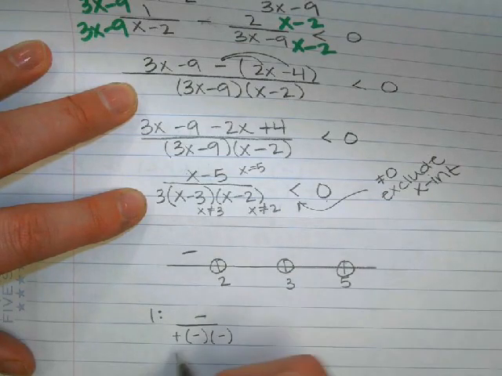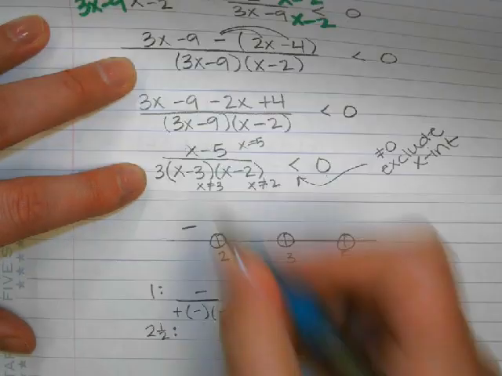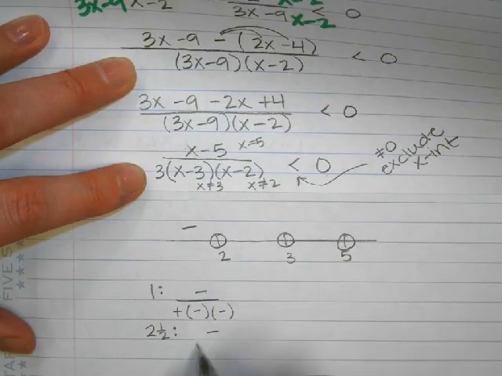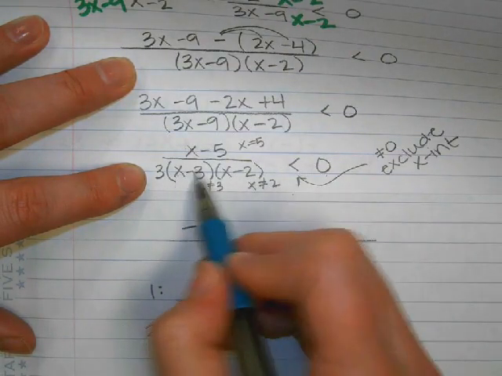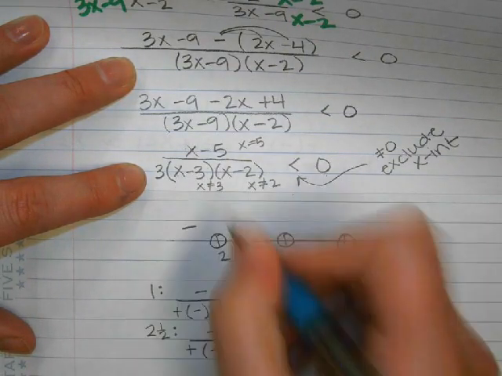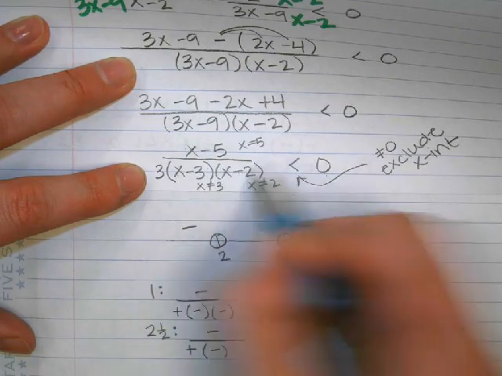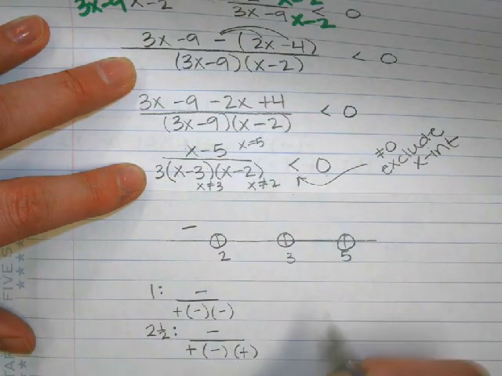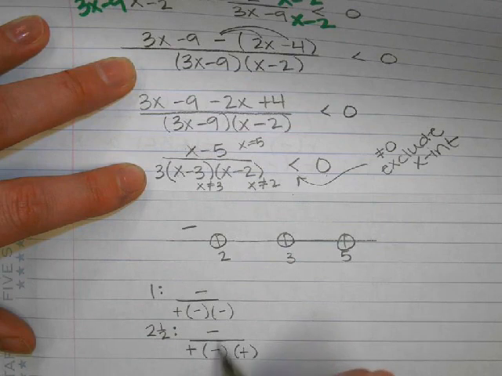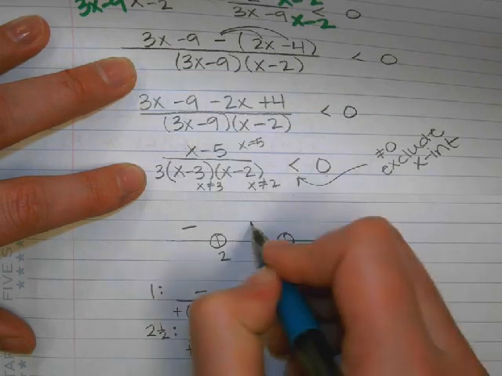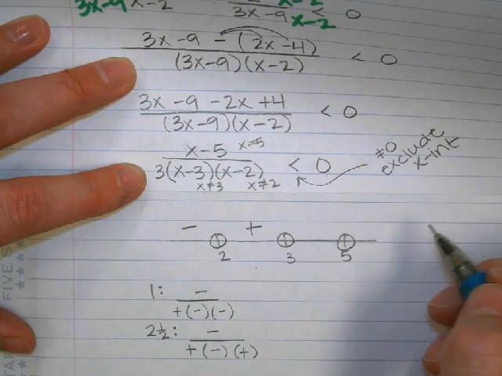All right. A number between 2 and 3 would be like 2.5. So 2.5 minus 5 is negative. 3 is positive. 2.5 minus 3 is negative. 2.5 minus 2 is positive. Those negatives would cancel out, and so this would be a positive interval.